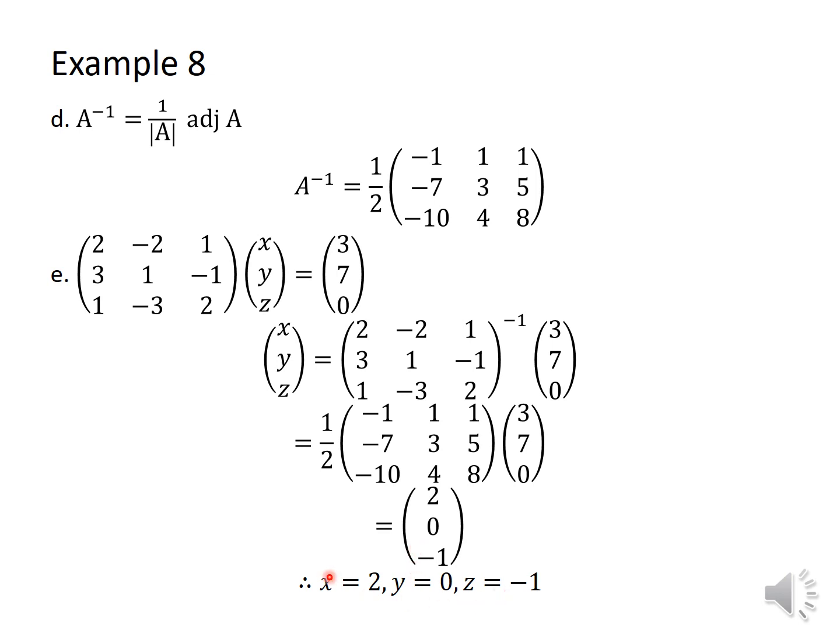So you can see this example. We solve this system by 3 different methods. You look at the examples with a star: example 1, example 2, and example 8.